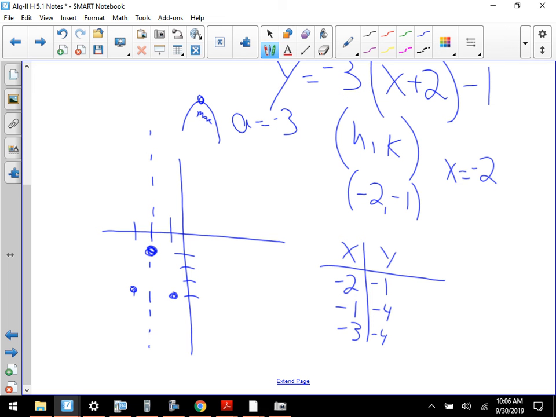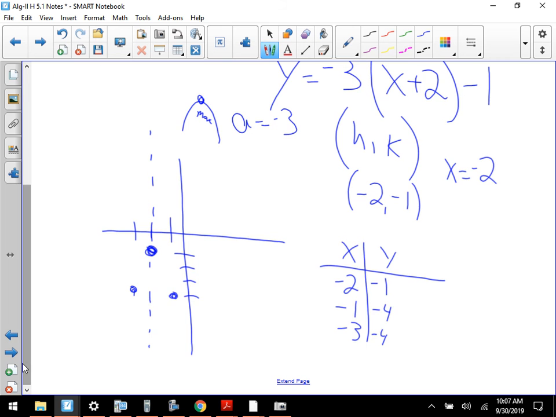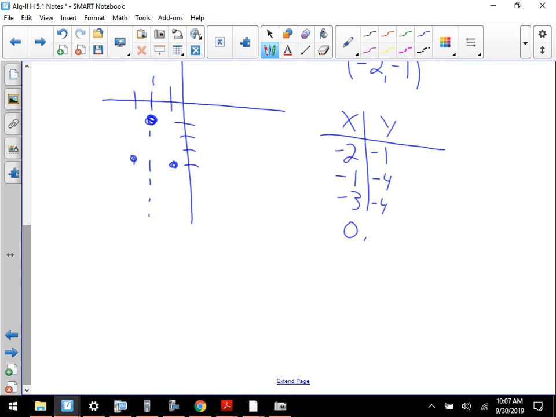And then I would do the exact same thing now with 0. Unfortunately, when I throw 0 into this one, it's not going to be as clean to get my y-intercept because it's written in a different format. Okay? It's written out differently. So what's 0 plus 2? 2. What's 2 squared? 4 times -3? -12 minus 1. There you go. So I know that this has to be at 0, -13 here. -4 and -13.